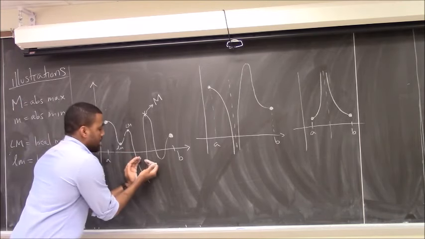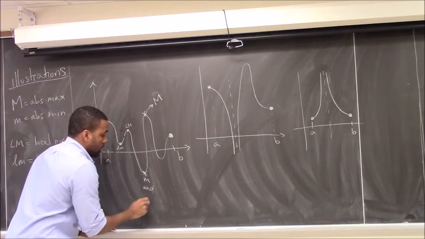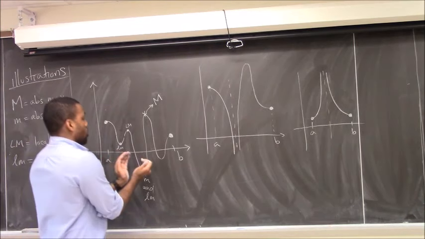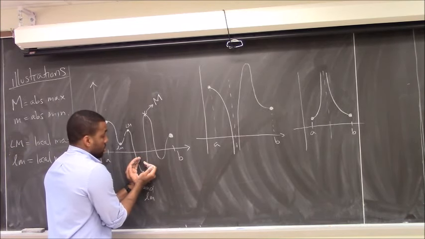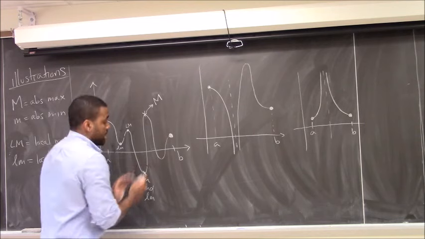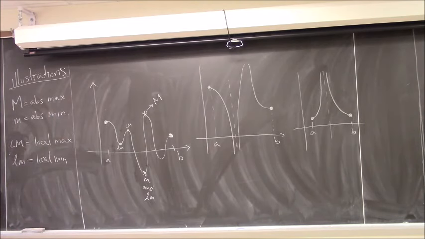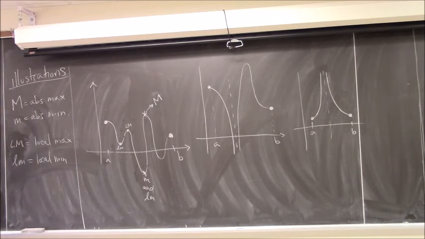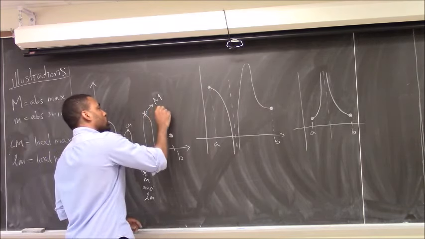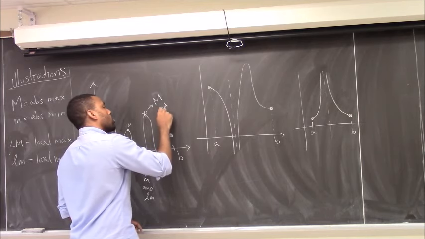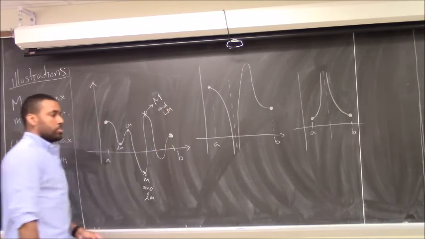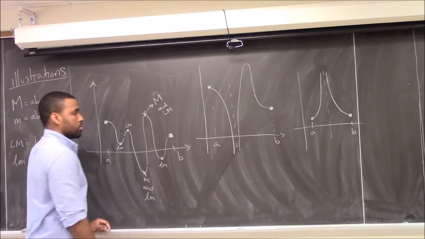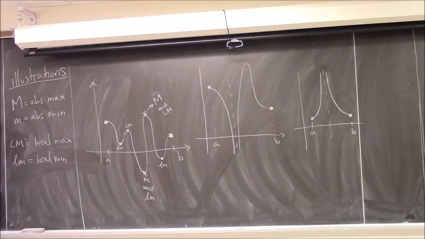If you look at this guy, it turns out that this is also a local minimum, right? Because if I zoom in, he's going to be the smallest guy in that neighborhood. So you can be both an absolute max and a local max, since it fulfills the definition. So this here is also a local maximum. This here would be a local minimum, and those would be our definitions.